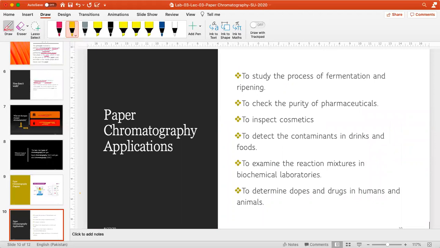So applications: fermentations, to study the process of fermentation and ripening, to check the purity of pharmaceuticals, to inspect cosmetics, to detect contaminants in drinks and foods, to examine reaction mixtures in biochemical laboratories, and to determine dopes and drugs in humans and animals. तो ये बड़ी है और ज़्यादातर हम इनको forensic laboratories में use करते हैं.